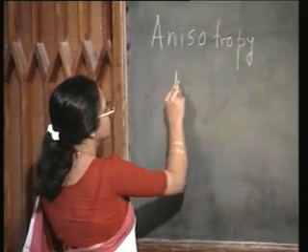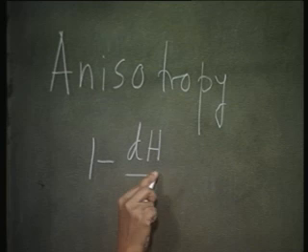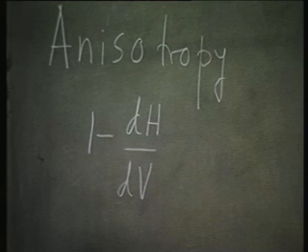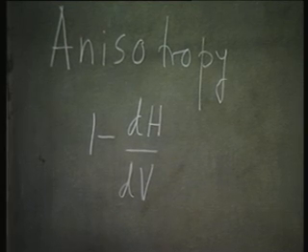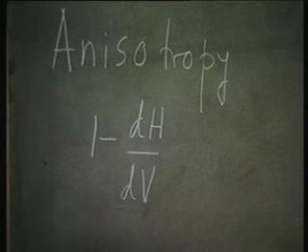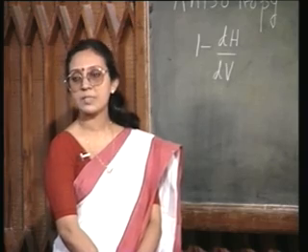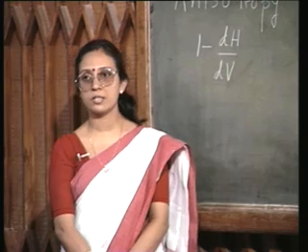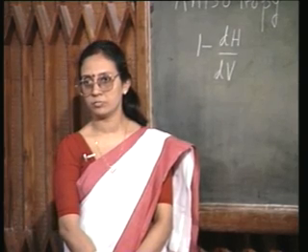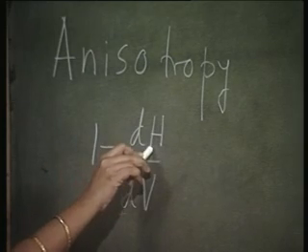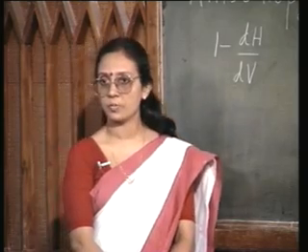Okay. So, we can say anisotropy is 1 minus dH/dV. dH is the etch rate in the horizontal direction, dV is the etch rate in the vertical direction. So, let us say if an etching system is such that the etching rate in the horizontal direction is 0, then it is perfectly anisotropic. Anisotropy is 1, dH is 0. Therefore, it is perfectly anisotropic.